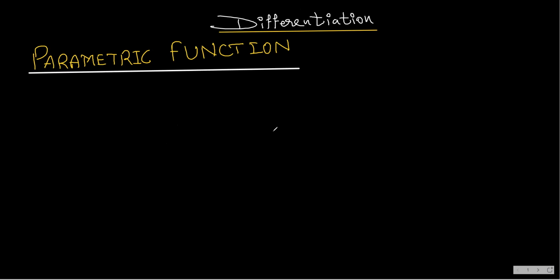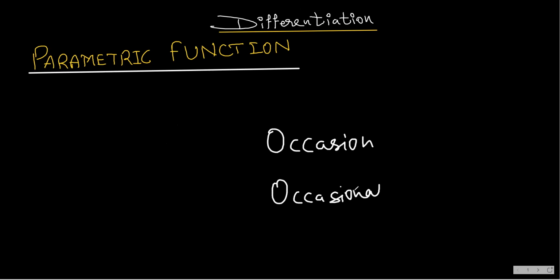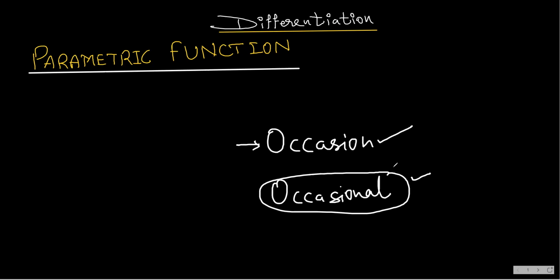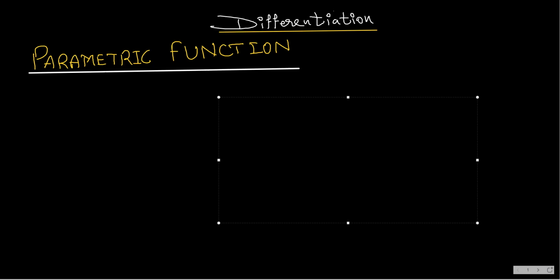Like, if I say occasion, and then I say occasional. So this word occasion is the parent word, and this one is the derived word. This is the main word, and this one is the derived word. The same way, parameter is the main word. So what is a parameter? That you will understand. Once you understand parameter, you will understand parametric function.